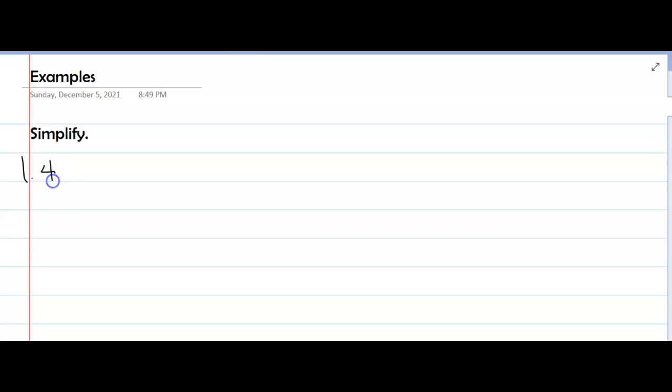So number 1, let's say we have 4 squared. Okay, well this is easy. There's no negative exponent. It's just 4 squared. And 4 squared just means 4 times 4, which is going to be 16. Okay, number 2. Number 2 says 4 to the negative second.